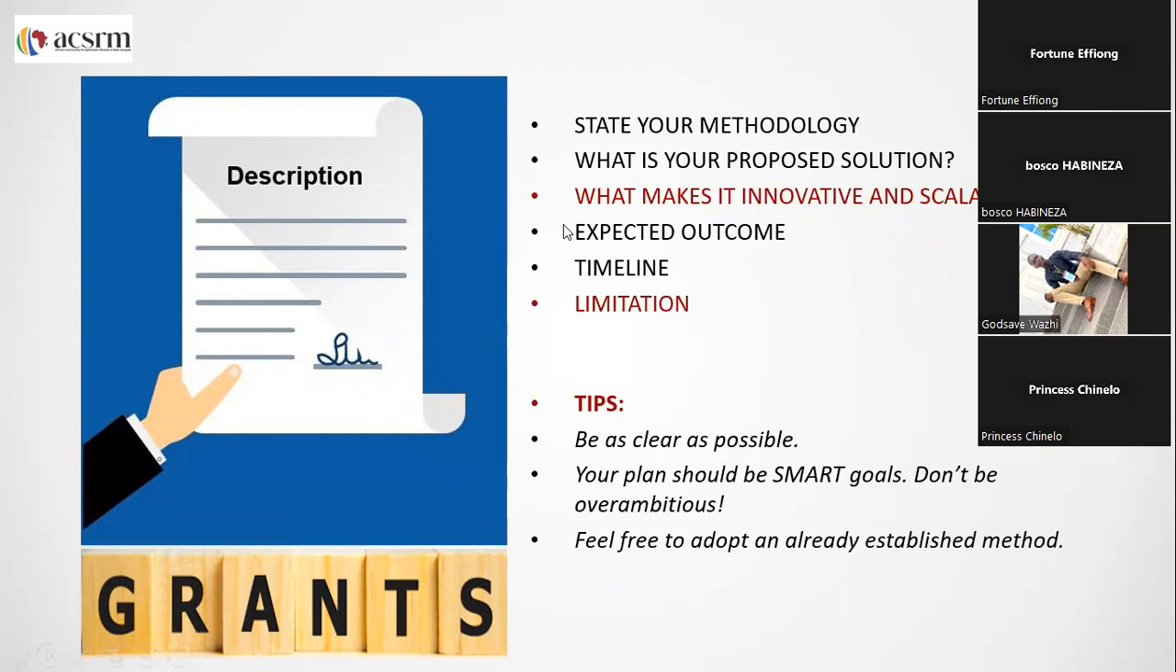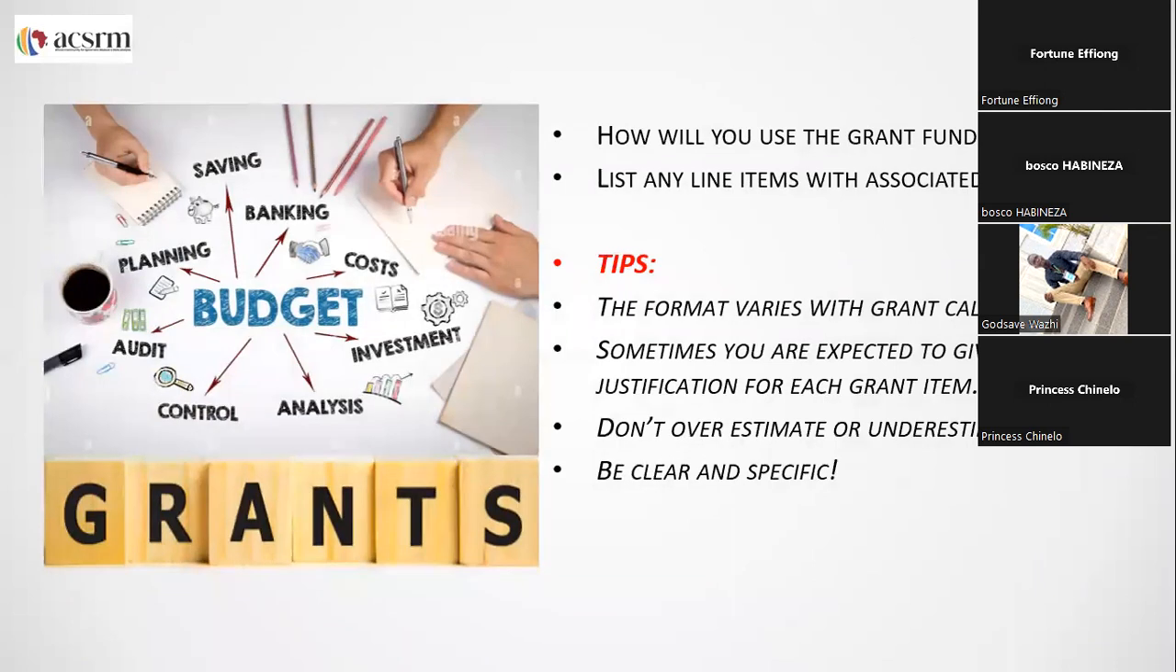Okay, somebody has responded. The goal should be specific, measurable, achievable, realistic, and timely. All right, that's awesome. So budget, very important. Tell us how you will use grant funds, and then list all the items with associated costs. If you're traveling, if you are paying staff, if you're purchasing anything, you have to list them and give a justification.